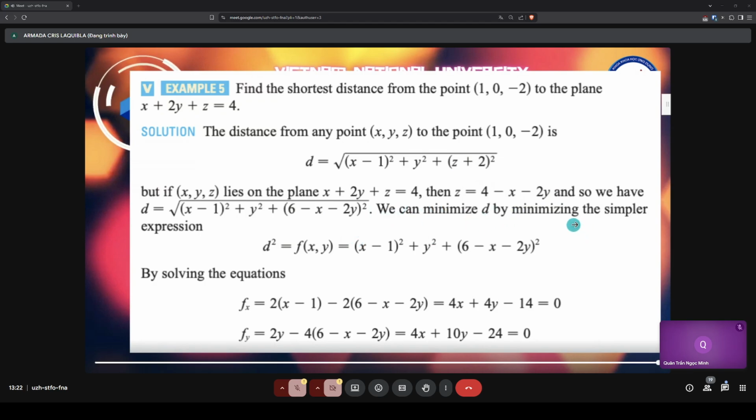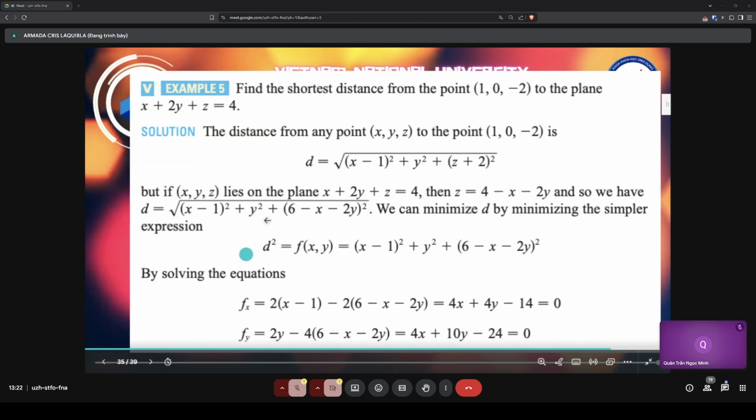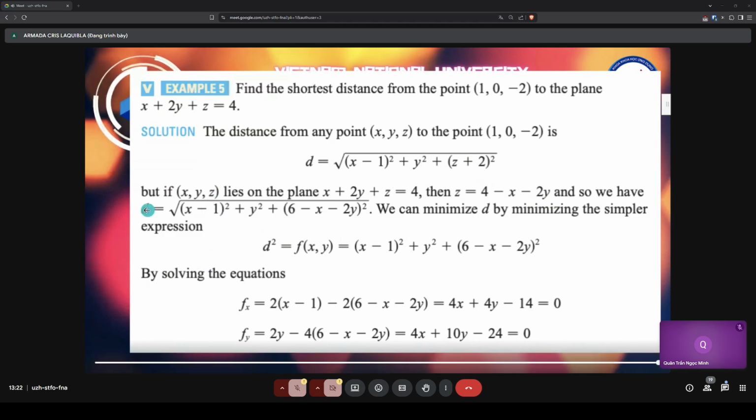We can minimize d by minimizing a simpler expression. Now, take the square of both sides so the square root will disappear. We have d squared equal to (x - 1) squared plus y squared plus (6 - x - 2y) squared. This is your d squared, and we label it as our function f of x, y. So what are we going to do now? We are going to minimize d.